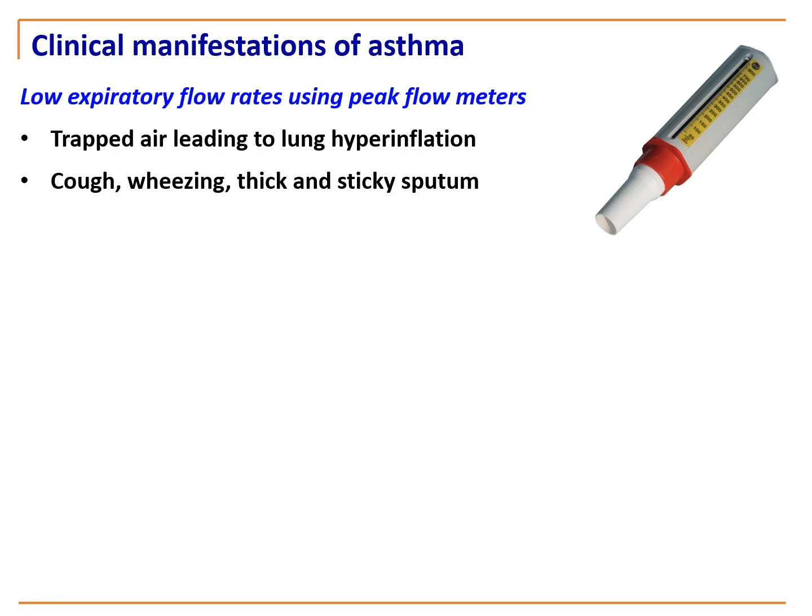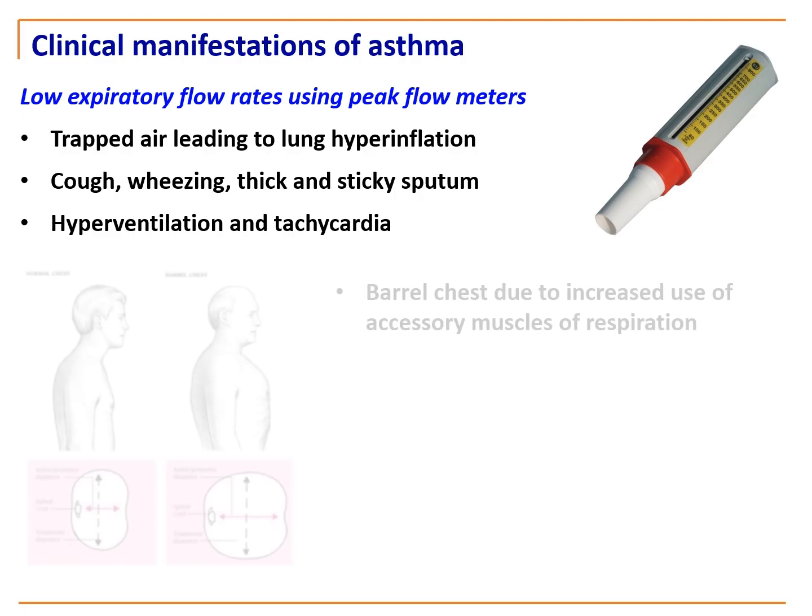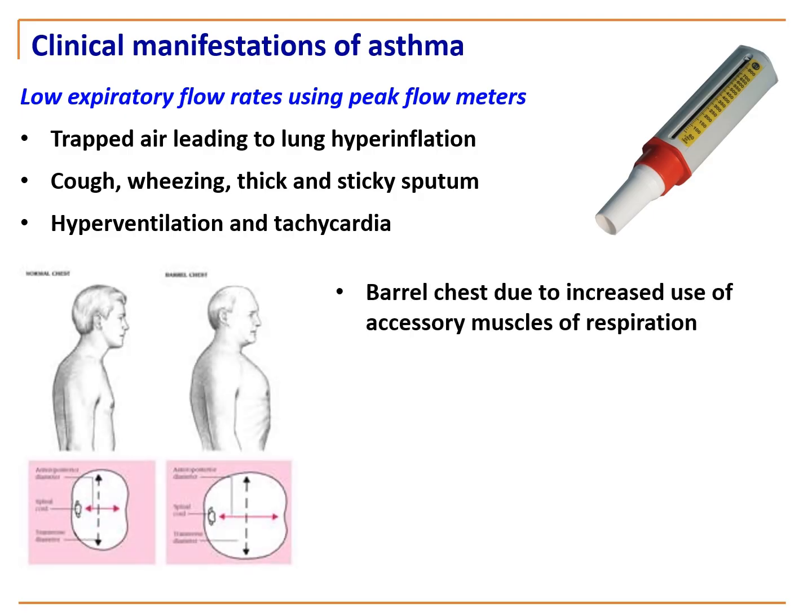And as we said, the cough, wheezing, thick and sticky sputum, with the wheezing in particular being most noticeable on expiration. And obviously, this leads to hyperventilation and potential tachycardia, which is an increase in your heart rate with that increased work of effort. Here you've got an image of someone with a normal chest and with a barrel chest. And you can just see that increased barrel chest due to the increased use of those accessory muscles of respiration, which you wouldn't normally see.